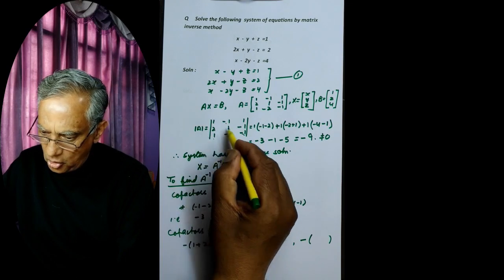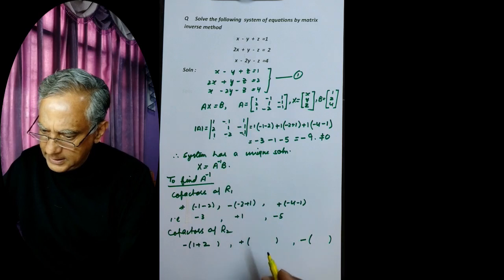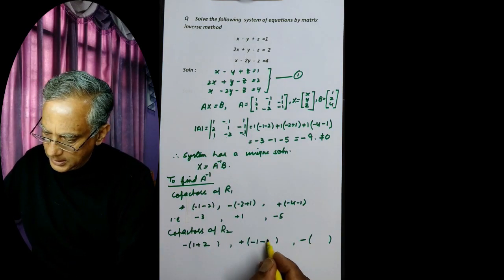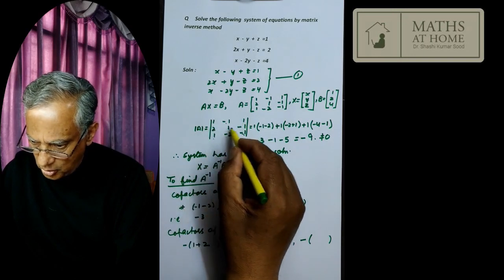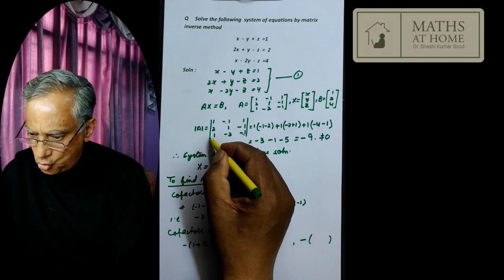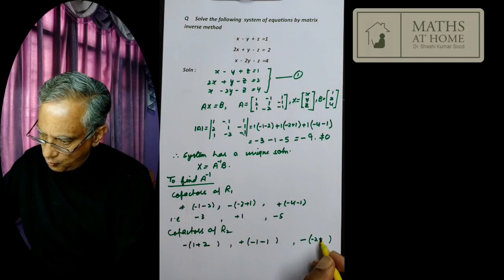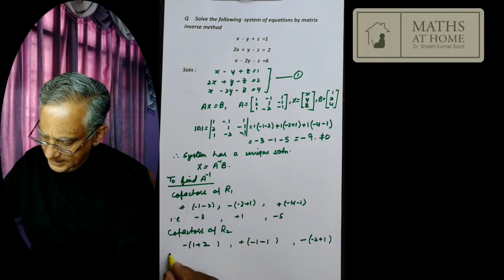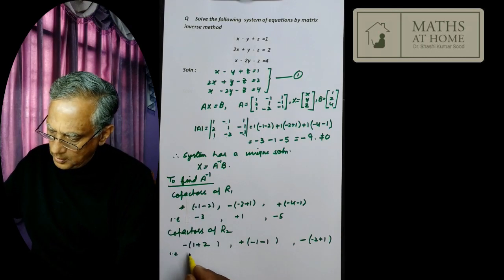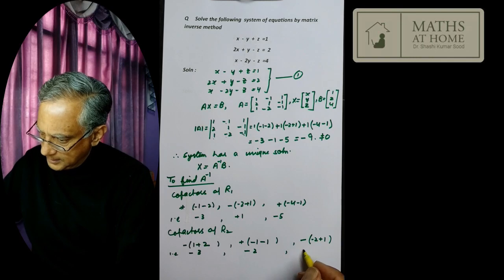Next, this is gone, this is gone. 1 into minus 1 is minus 1, minus 1. Next is, this is gone, this is gone. Minus 2 plus 1. That is, this is minus 3 minus 2, and this is plus 1.